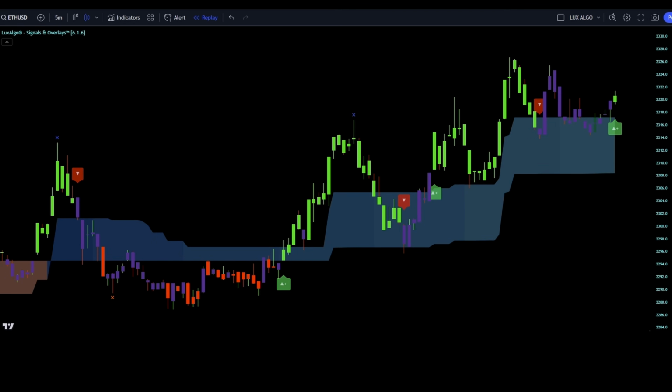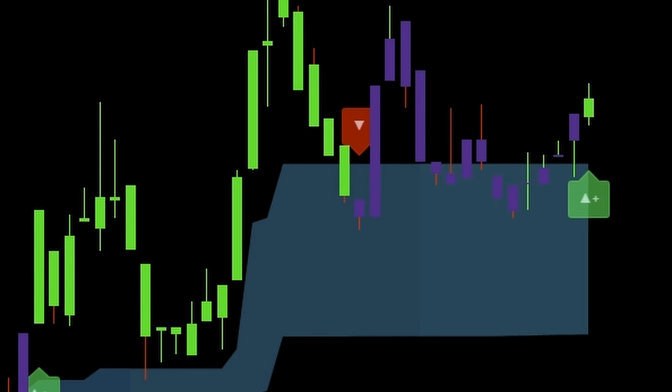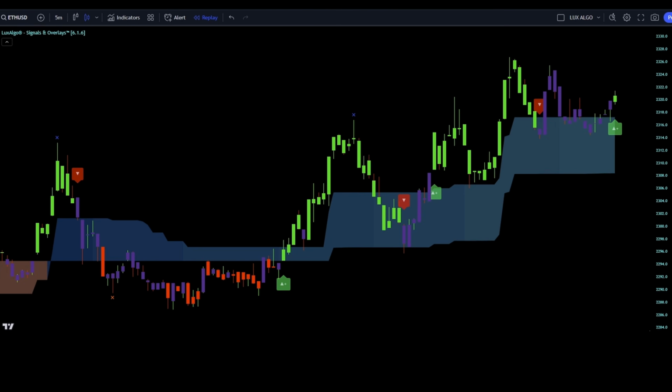Let me show you an example for an invalid long entry signal. As we can see here, obviously all conditions are met. We can see the blue Neo Cloud. The indicator printed a strong buy signal and the candle is colored in green. But as I explained earlier, we can see the Neo Cloud is colored in its brightest blue, which means we want to avoid entering a trade.